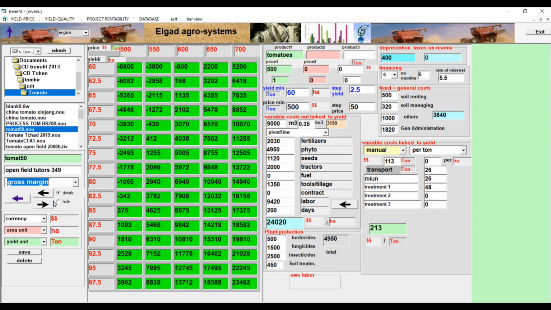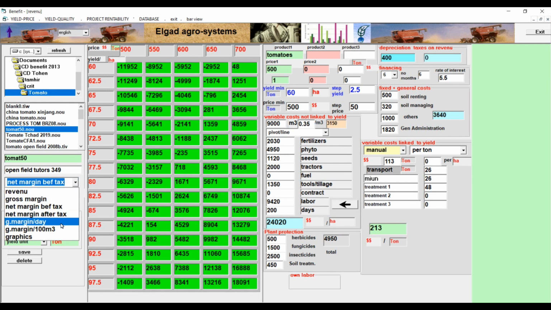Gross margin. Oh, I see here that when the yield is lower than 70 and the price is lower than 600 per ton, we're losing money. We have a gross margin which is negative. And the break-even is around the 70 ton. Net margin before tax is worse. Only after 70 or 80 ton is it correct.